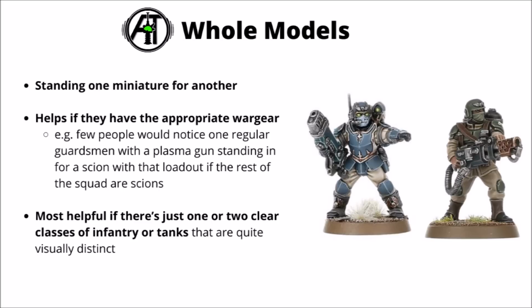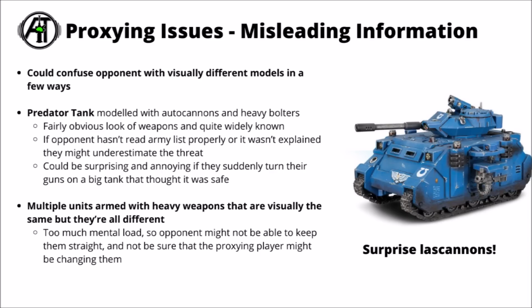Certainly if the rest of the unit is made up of regular scions, I feel like few people are really going to notice the one interloper who doesn't quite fit in, at least if they're all painted in a similar way. Like the war gear, I feel like this is generally going to be most helpful if there's just one or two clear classes of infantry or tanks that are quite visually distinct from each other. I feel like usually you could expect your opponent to maybe remember one or two substitutions in an army, but if it starts getting more complex than that, then there's probably going to be issues.